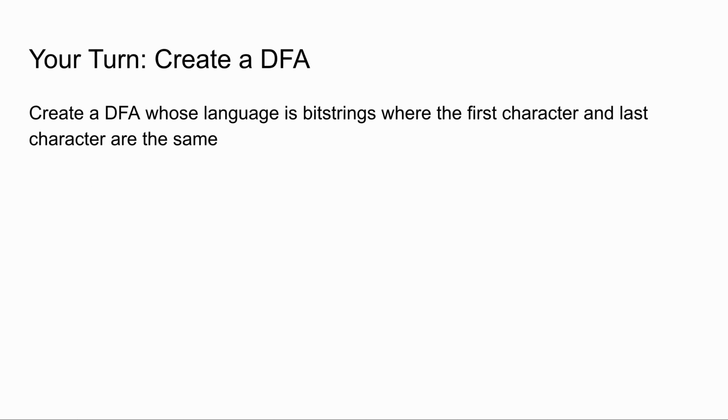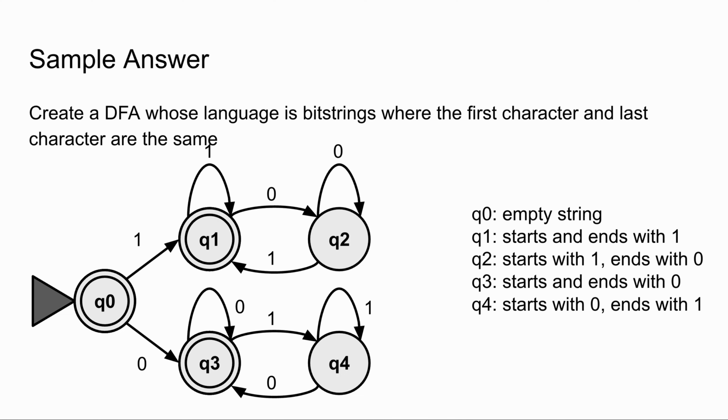Can you create a DFA whose language is bit strings where the first and last character are the same? I encourage you to pause the video to try this out for yourself. Here is my sample answer. I'm not going to go over this in detail, but I want to point out a few observations. First, notice that we can have more than one accept state. My DFA has 3.